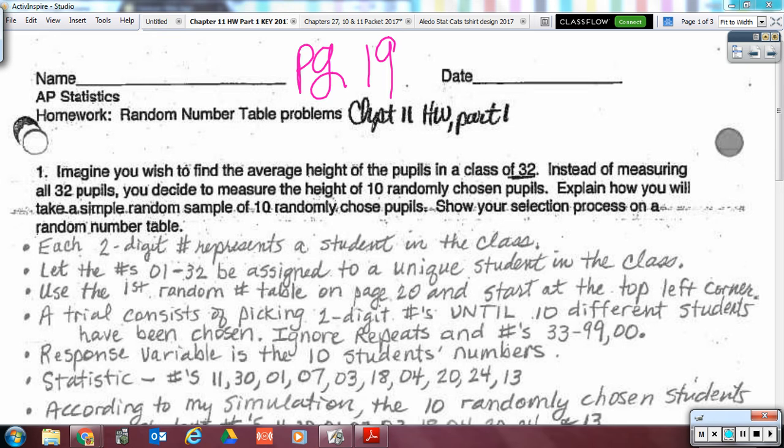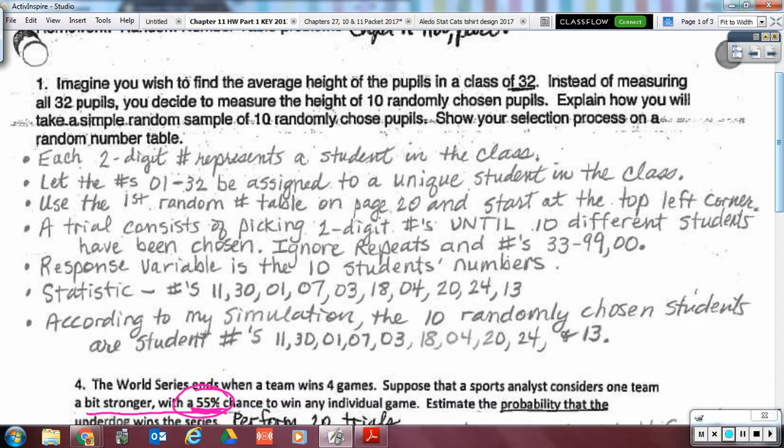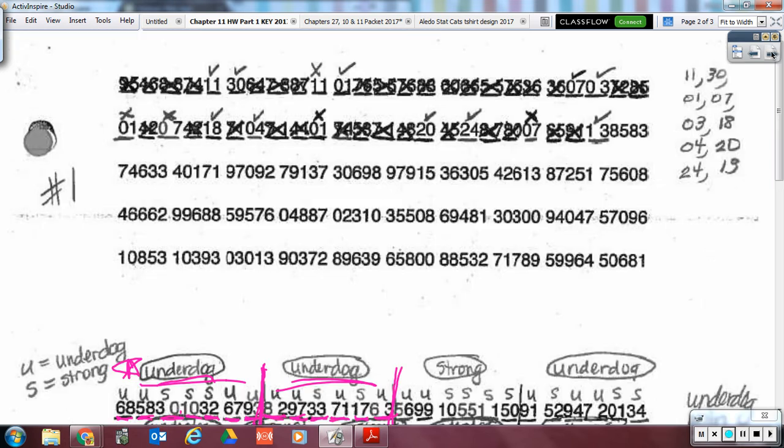So on page 19, I don't want to necessarily go over problem number 1. All that one was doing was describing how to randomly select 10 students out of the class of 32. That one was pretty straightforward. You just pick 2-digit numbers until you have chosen 10 students. No repeats, because you're not picking a student more than once.